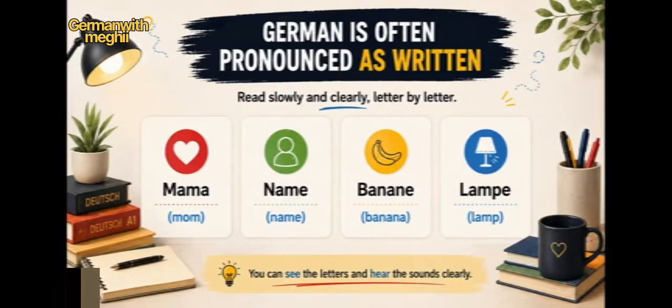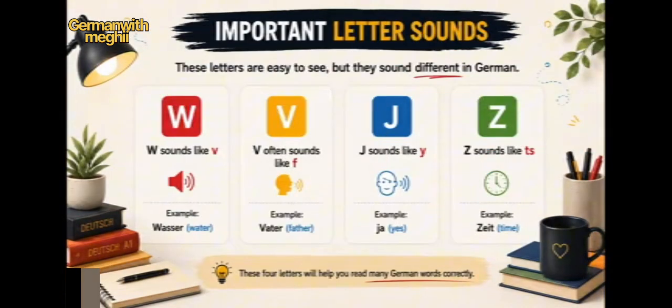But remember, do not rush. Read slowly. Give every letter its space. German likes clear pronunciation, so when you read, keep it slow, clear, and simple. Now we need to look at 4 important letters. These letters are easy to see, but beginners often read them the English way.